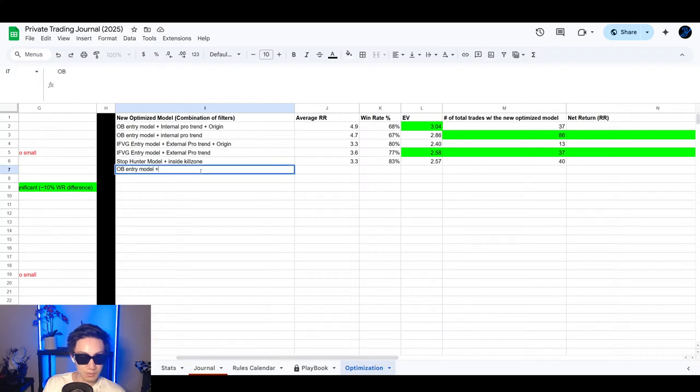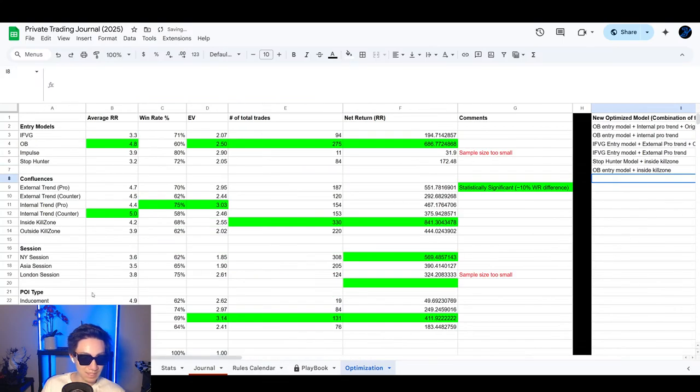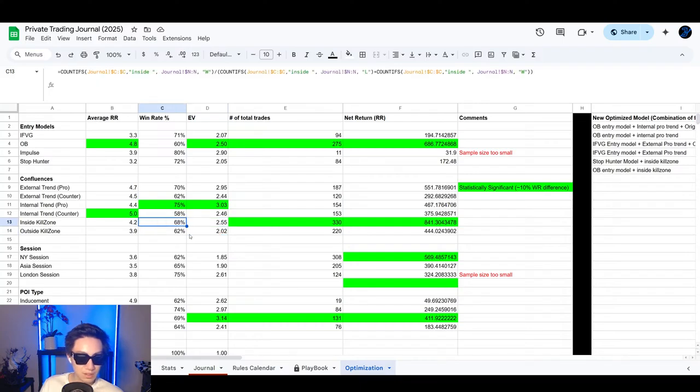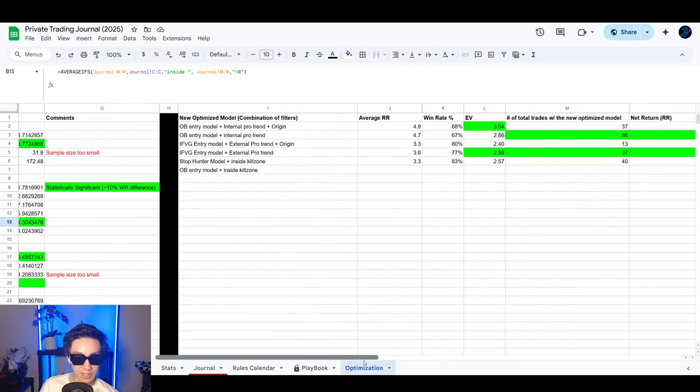So we'll do OB entry model plus inside kill zone, because obviously from our data, we can tell the inside kill zone compared to outside versus inside kill zone, there's a 25%, I believe, difference in EV, 6% difference in win rate, slight difference in risk reward. But over time, that does add up, right? That can cover all your commissions and fees that you pay easily. So we will do this right now.